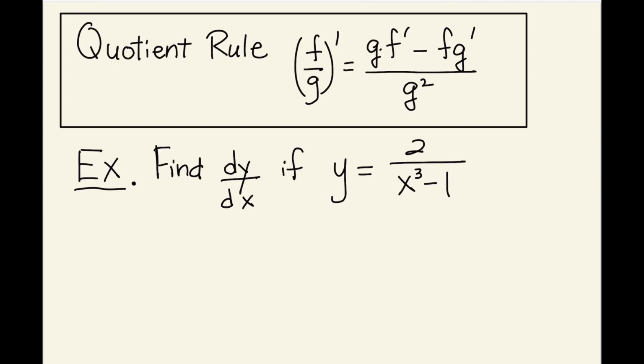Here is the quotient rule. I have a quotient of two functions, f divided by g, and I want to take the derivative. This rule tells us that to compute the derivative of a quotient, we take the bottom function and multiply it by the derivative of the top function, and then we subtract the top function multiplied by the derivative of the bottom function. And this whole quantity gets divided by the bottom function squared. That is called the quotient rule.